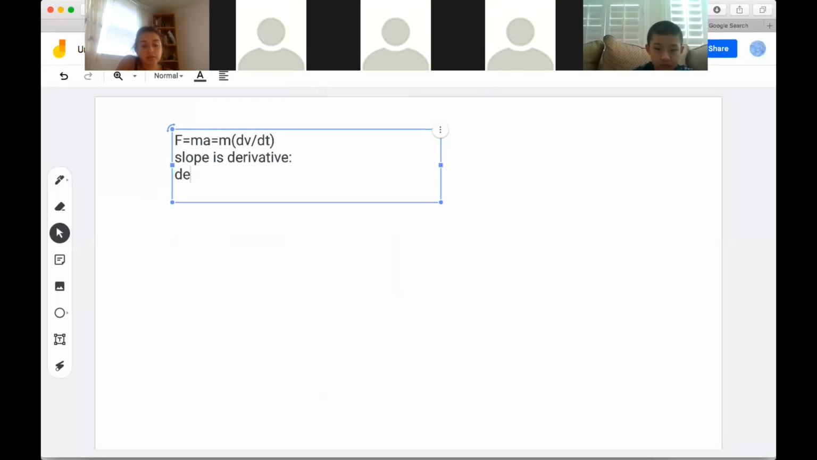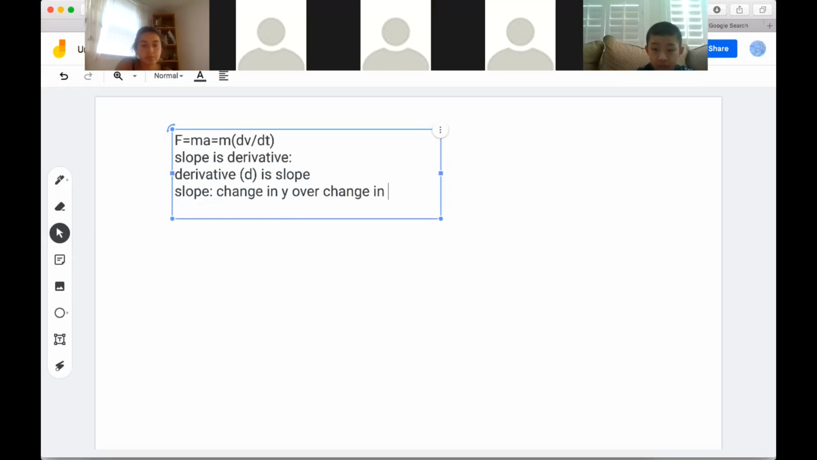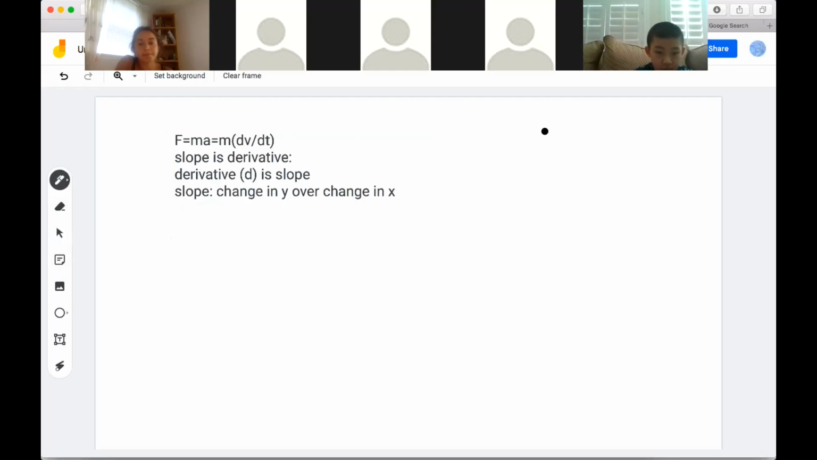So d, derivative, basically d kind of is slope. And since slope is change in y over change in x, you can use that for any variables that you want. So in this case, our change in y is velocity, and our change in x is time. If you had a graph, which I will draw, if we have t here and velocity here, let's say we have some function.